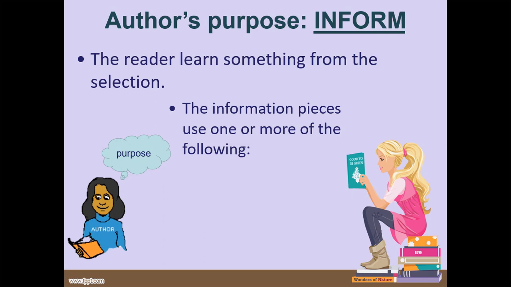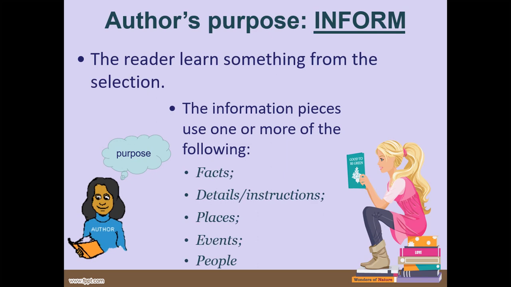So these information pieces use one or more of the following. The first one is facts. Another one is details, instructions, places, events, and people. Well, when information pieces such as facts, details, instructions, places, events, people are included, you can easily catch the purpose of the author. That means the author is going to inform you about something.